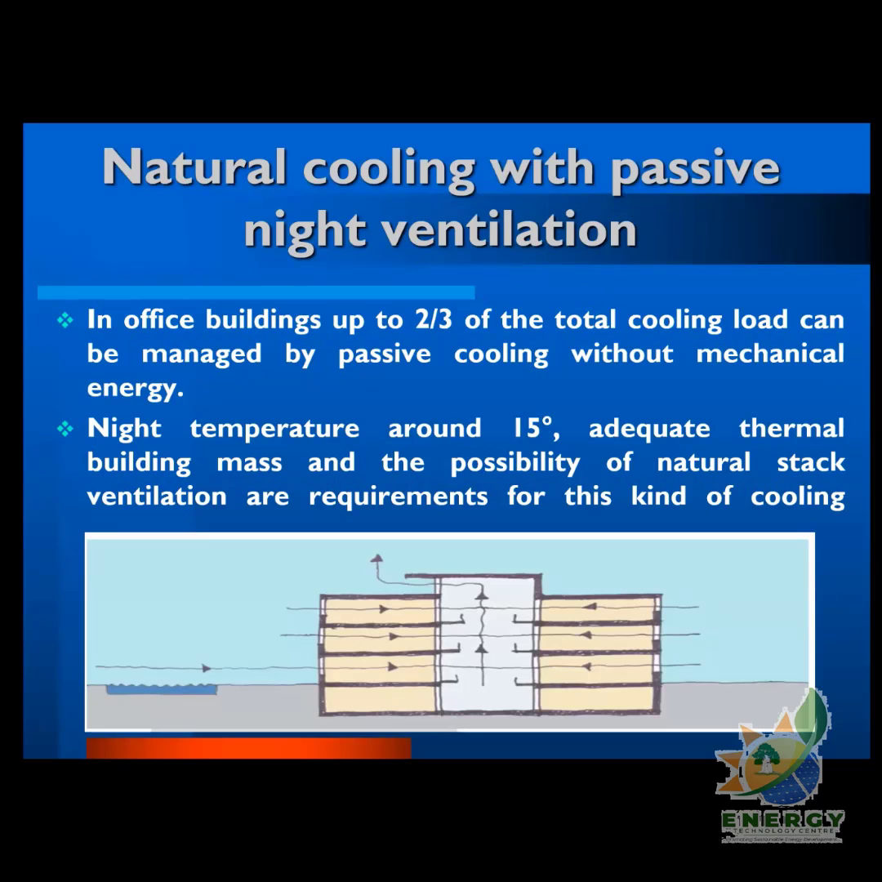In an office building, up to about two-thirds of the total cooling load can be managed by passive cooling. So it's good to build a house in such a way that you allow enough ventilation to make this possible. Night temperatures around 15 degrees, adequate thermal building mass, and the possibility of natural stacked ventilation are requirements for this kind of cooling.